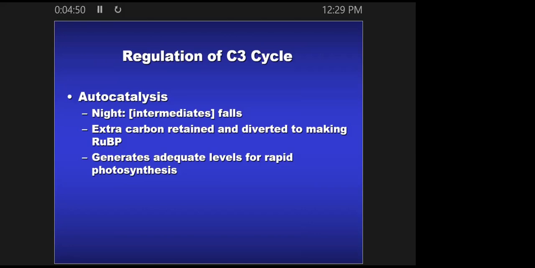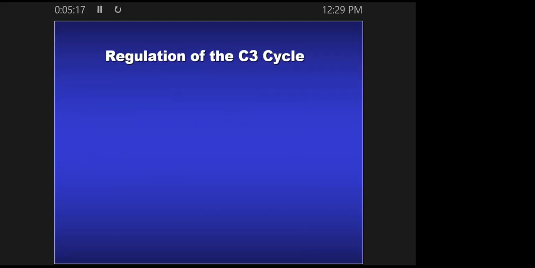And so in the morning, as the sun strikes the plant, if they did everything correctly through the night, they have enough RuBP ready to go. And then of course, as the sun strikes the plant, they'll continue to make RuBP all day long. But at night, they run the risk of RuBP levels dropping, but they have figured out a way to regulate their carbon compounds at night to make sure that there's enough RuBP in the morning. Excuse me.